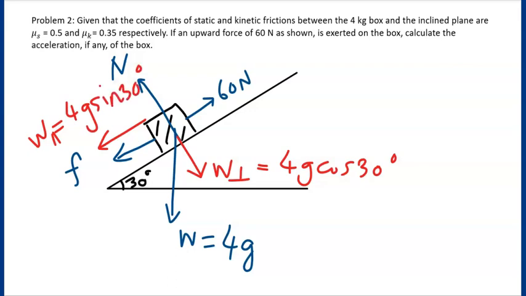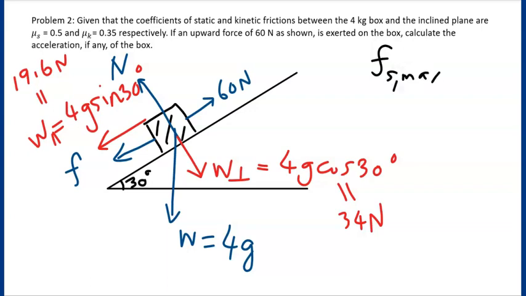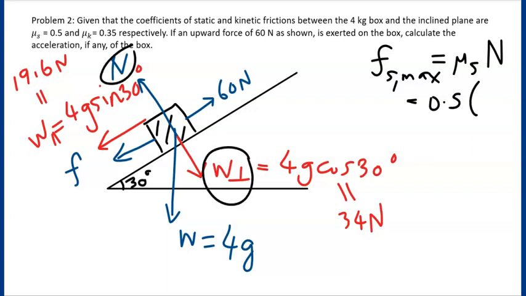I am writing these 2 quantities in red just to show you that they are not independent forces, and they result from the weight 4G. The value of this perpendicular component is 34 newtons. The value of that parallel component of the weight is 19.6 newtons. Now let's first compute the maximum static friction that this body can be subjected to. It is mu sub s, the coefficient of static friction, times the normal force. The coefficient of static friction is 0.5, it's given. The normal force is the same as the component of weight perpendicular to the plane, which is 34 newtons. So that gives you 17 newtons.